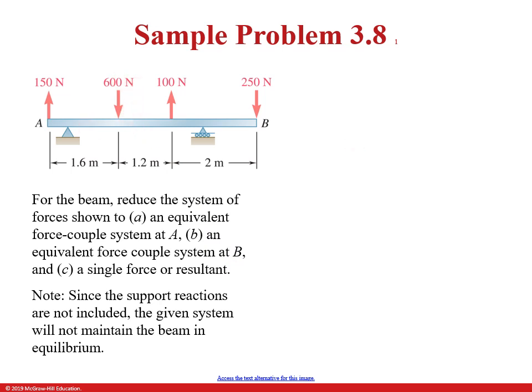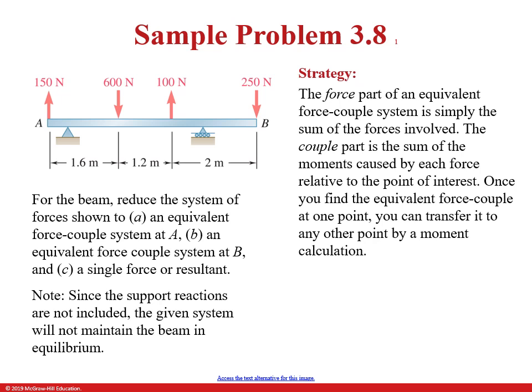So this will help clarify, I think, these prior slides and what they're talking about. The strategy here is we're basically going to look at the force part of the system as the sum of the forces. And then the couple part is going to be, okay, where are those forces relative to the point of interest, right? Force times perpendicular distance. That's going to give us the couple. And then once we find that force couple system, we can do parts B and C. We can move it to another point. So if you didn't understand the background slides, hopefully you'll understand the concept from this example.